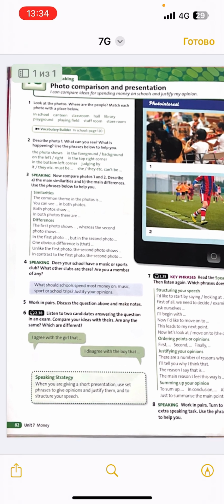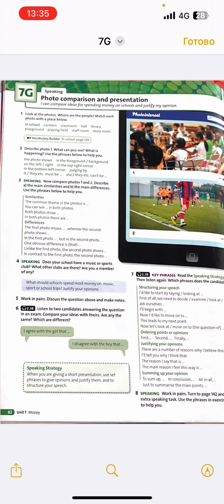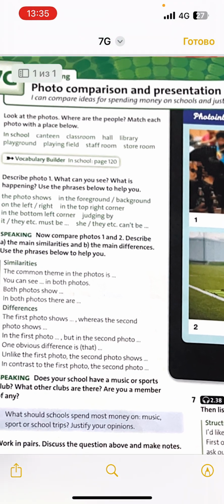So today we're going to learn a little bit about photo comparison, and we're going to go through all the words and phrases, how you can use these phrases, and also phrases to structure your speech. Before we practice this, we're going to learn more phrases, right?